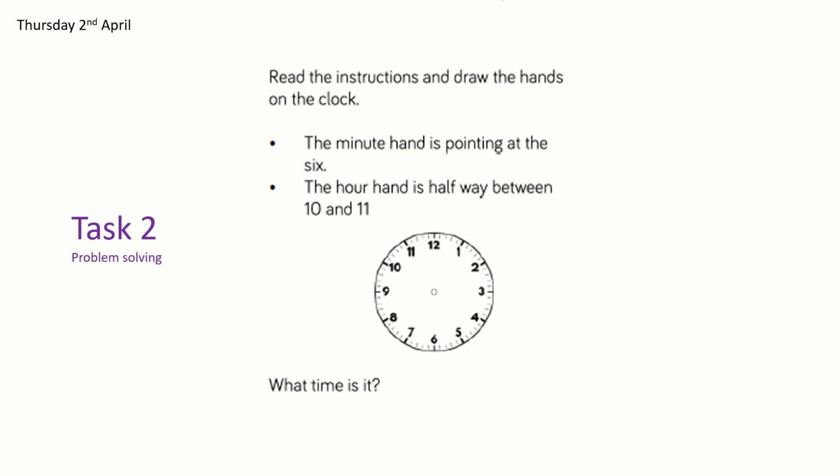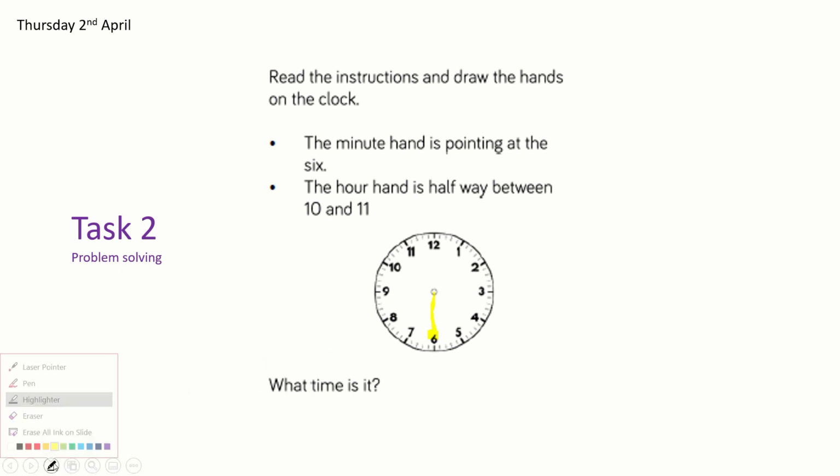Right, so first of all, the minute hand is pointing at the 6. I need to draw my minute hand. So, my minute hand, is it a long one or a short one? No, it's the big one, it's the long one. So, my minute hand is pointing at the 6.